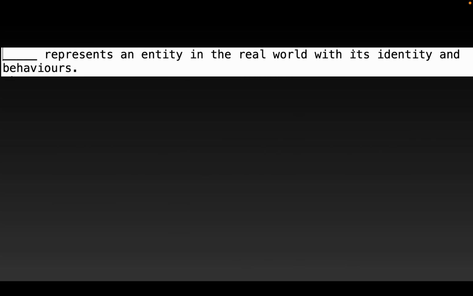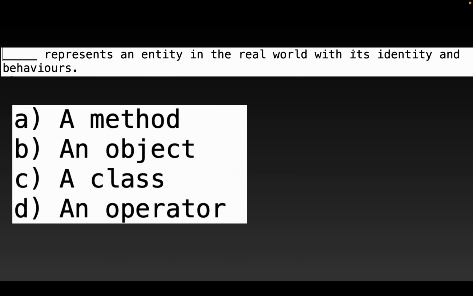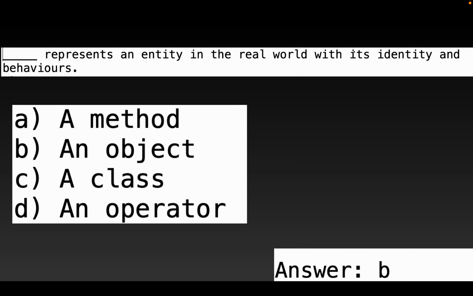Let's take the first question. Dash represents an entity in the real world with its identity and behavior. Can you guess, among all these four options, which is the entity in the real world having its identity and behavior? The answer is an object. An object is a physical entity which has its own characteristics and behavior. So the object represents an entity in the real world with its identity and behaviors.